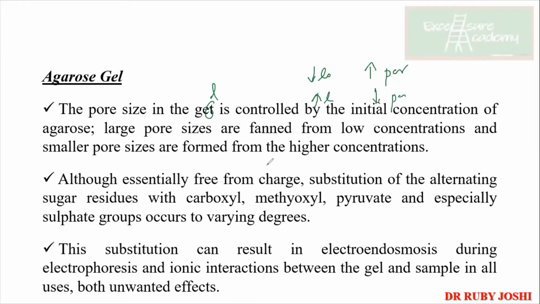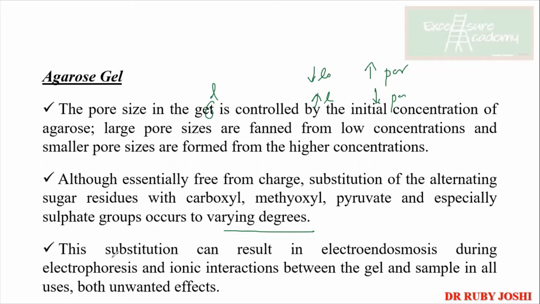Okay. Although they are free from charge, substitution of the alternating sugar residues with carboxyl, methoxyl, pyruvate and especially sulfate groups will occur in varying degrees. So this is again depending on the requirement. तो हमारे केस में कैसा है? In the case of agarose gel electrophoresis, we don't use any kind of substitution. हम कोई भी sugar change नहीं कर रहे हैं, ठीक है?